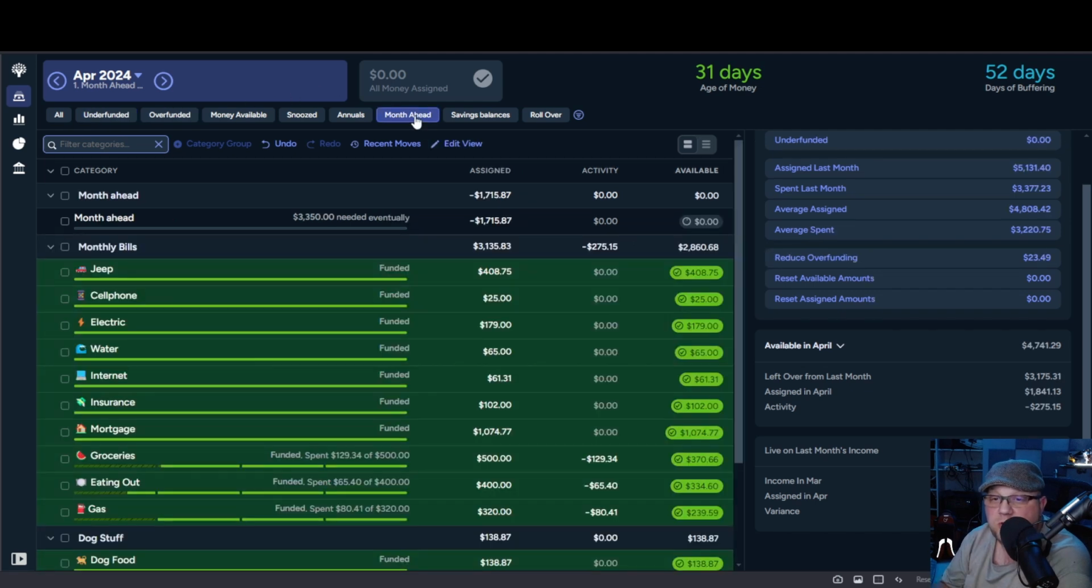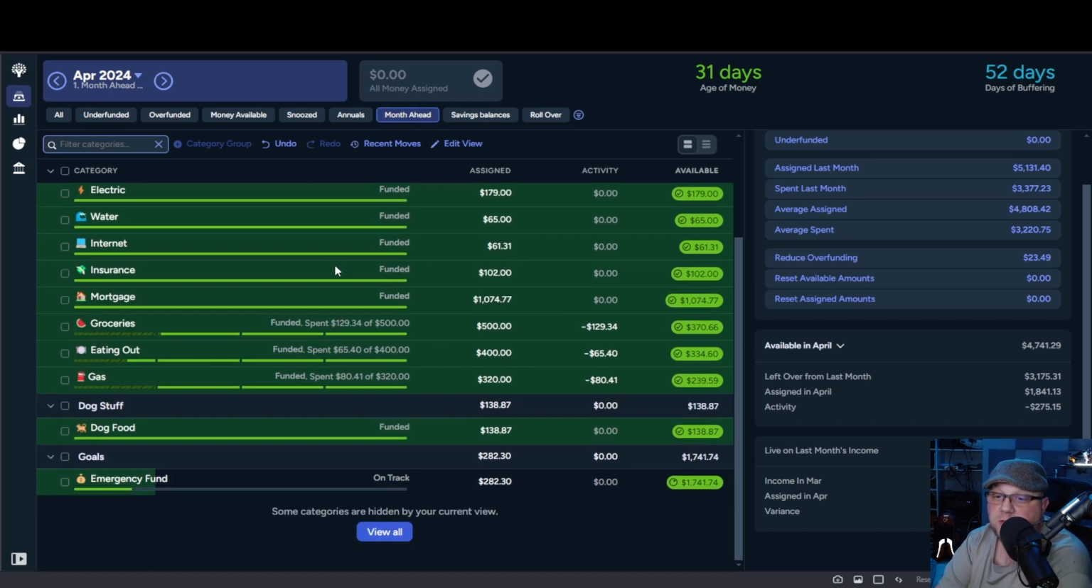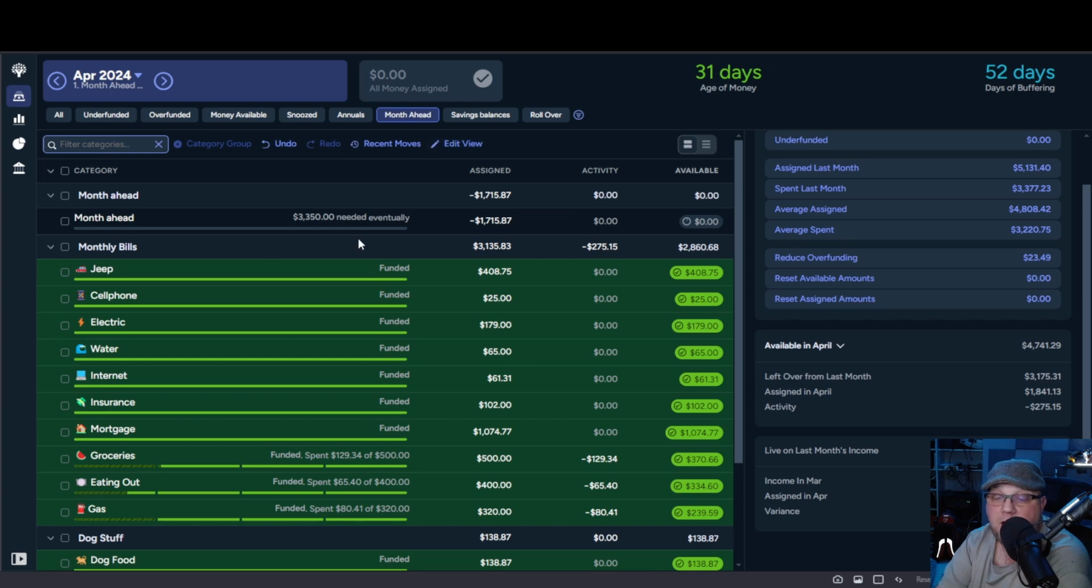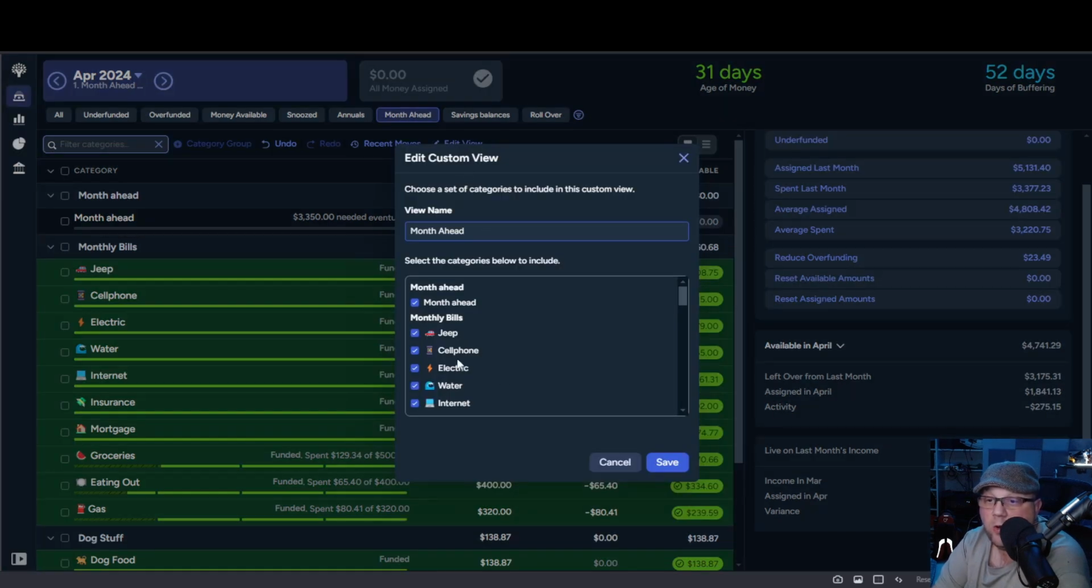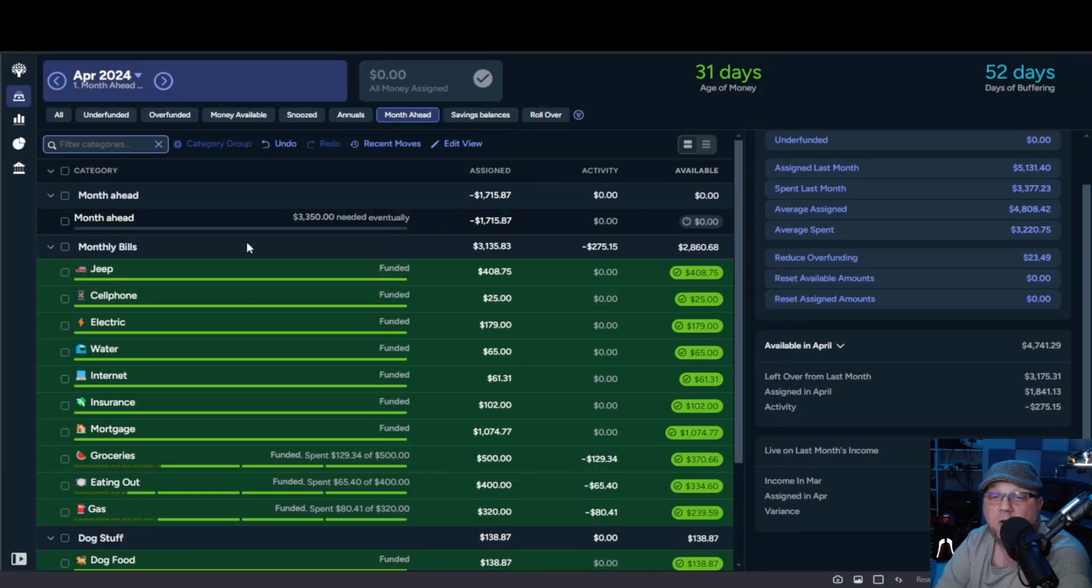As my viewers know, we are looking towards getting Journey to month ahead. So I've created this month ahead view. What I would love to do is I would love to have a combination of this month ahead view and this underfunded view. In other words, a custom view where if I go to edit view, not only can I select the categories that I want, but I can set it so that it's underfunded. So I want to see these certain categories and whether they're underfunded. And then as I fund them, they go away. I would love to see something like that. That would be so cool.